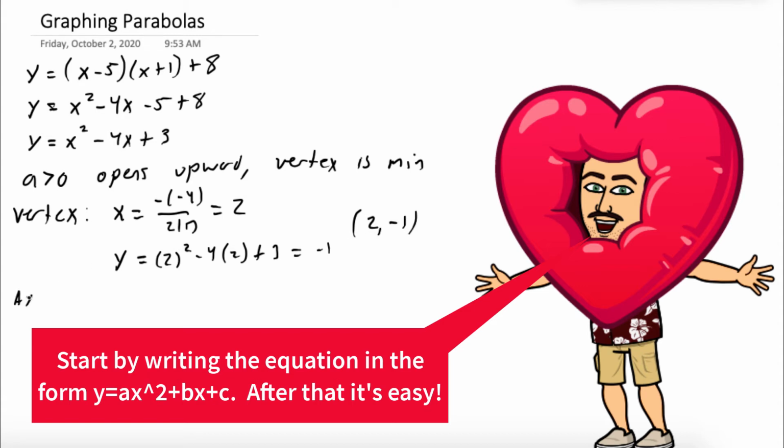The axis of symmetry, this is really easy to find once we found the vertex. It's just the vertical line that goes through the vertex. So that's x equals 2.